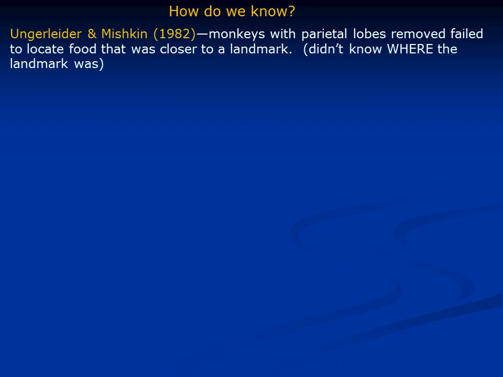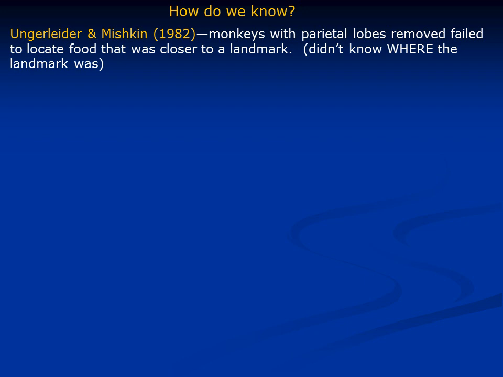There's evidence. Kind of a landmark study in 1982. Ungerleider in Michigan did a study where they removed lobes, either parietal or temporal lobes, from monkeys, and they tested their function. I know it sounds evil and cruel. We learned a ton about how vision works because of this experiment.